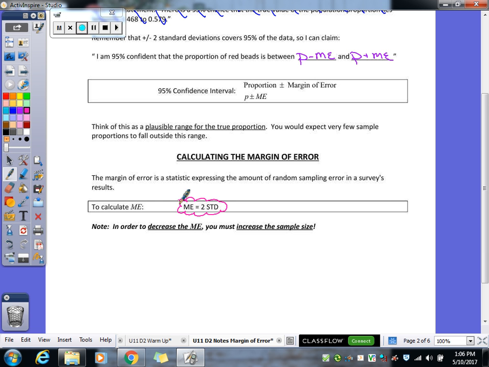And then a little note here. In order to decrease your margin of error, you must increase your sample size. So like with our 50 beads we were talking about, if I wanted to decrease my margin of error, I should have taken samples of 100 beads, or 200 beads, or 150 beads, whatever. Increasing your sample size is what decreases your margin of error, because it makes your data more accurate.